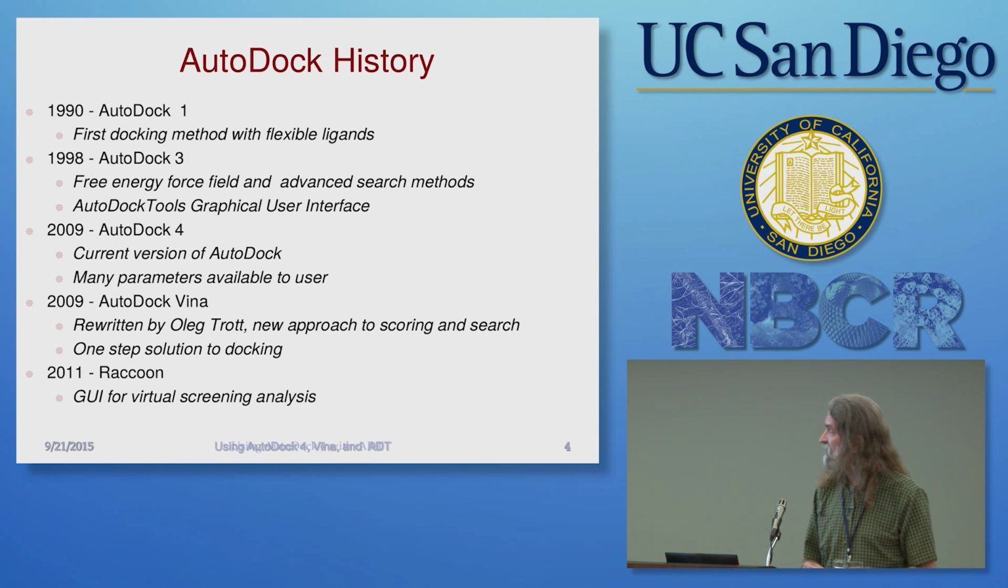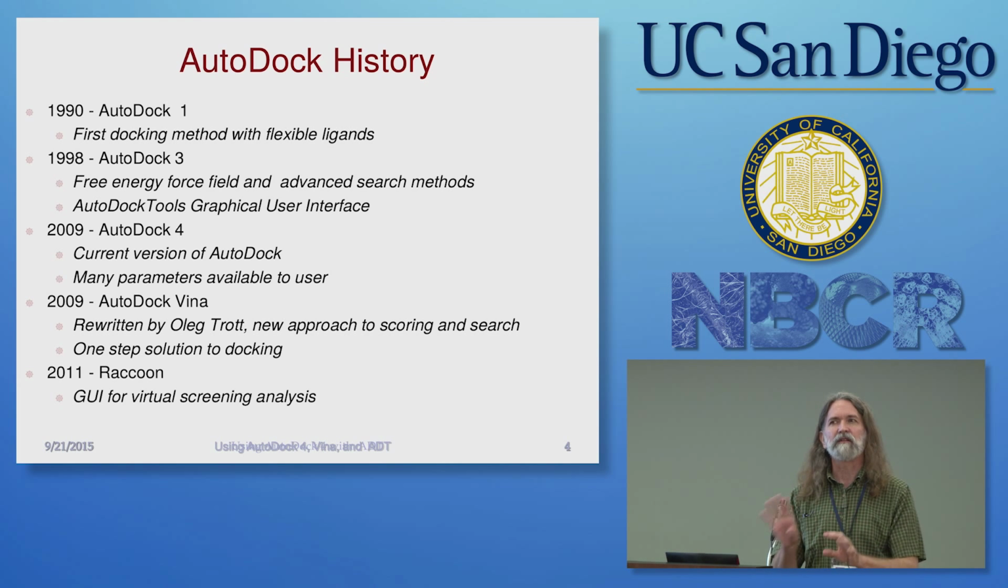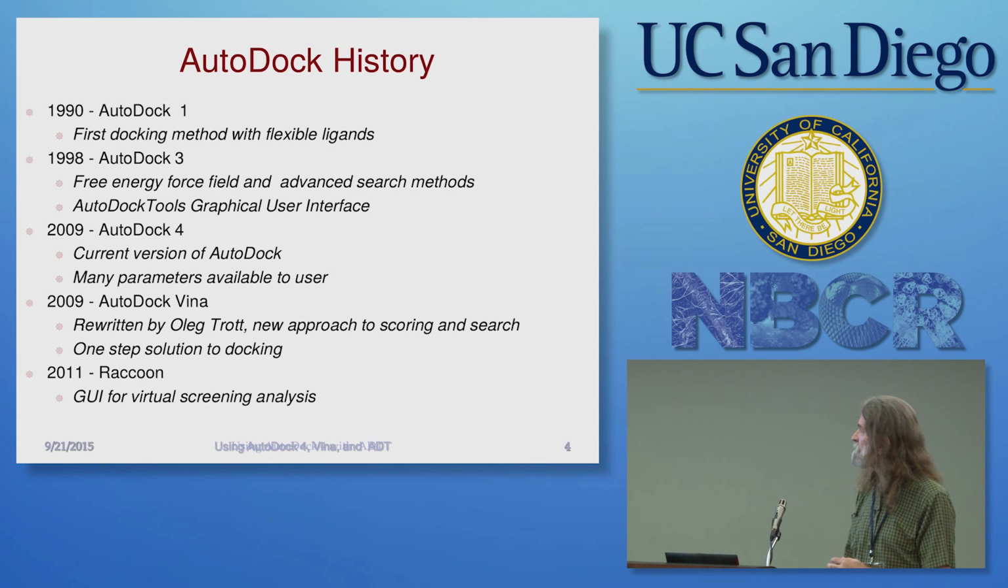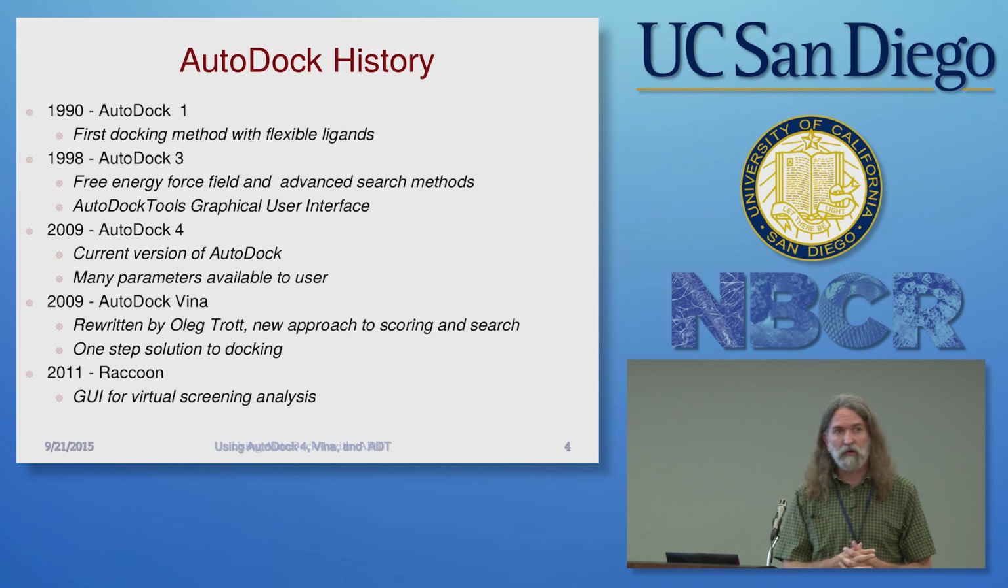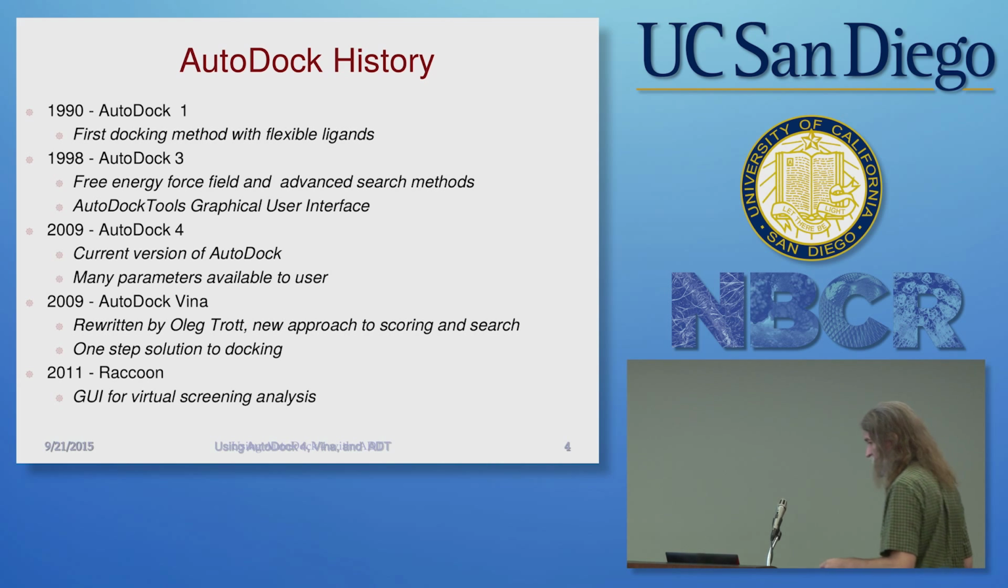Most recently, in 2009, a postdoc, Oleg Trott, rewrote the whole program, came up with a different method of scoring and a different method of search, and came up with this version called AutoDock Vina, which is much faster, but makes more approximations than the original AutoDock. I'll talk about which of those two is best to use for particular problems a little later on as well. And then most recently, Stefano wrote this program Raccoon, which is the one you'll be playing with after the break, which is a turnkey graphical user interface for setting up virtual screens and analyzing the results once you get them. So it's a really nice tool for that.